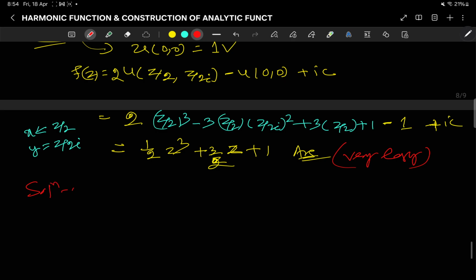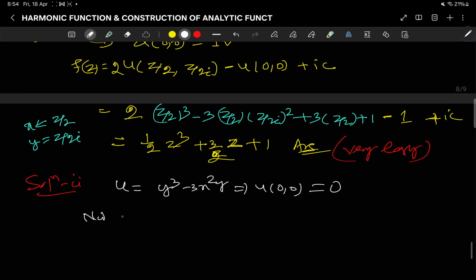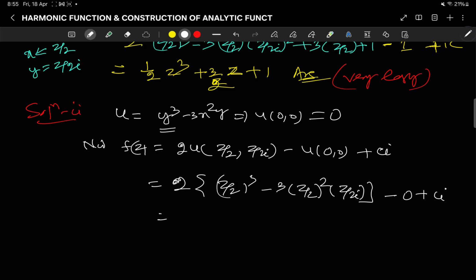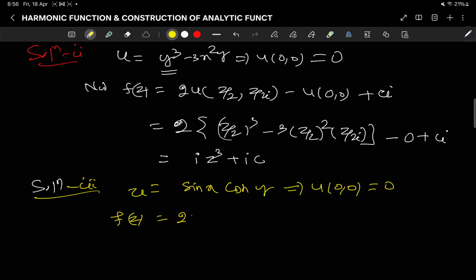Similarly, coming to solution two. Here u(0,0) is 0. Now f(z) = 2u(z/2, z/(2i)) − u(0,0) + ic, which is twice the y-expression, (z/2)³ minus 3(z/2)² into z/(2i), minus 0 plus ic. If I simplify it, it will give me iz³ + ic. Coming to solution three, here u(0,0) is 0, so f(z) = 2u(z/2, z/(2i)) − u(0,0) + ic. If I simplify it, it will give me sin z + ic.